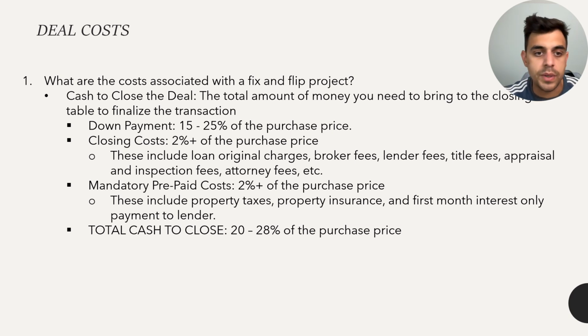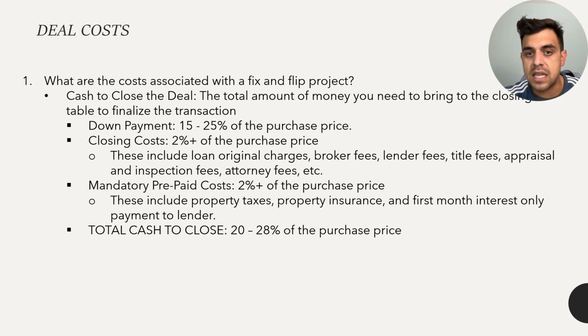That's going to include your loan origination charges, your broker fees, your lender fees, your title fees, your appraisal fees, your inspection fees, your attorney fees. I mean, the fees go on and on, especially when you go hard money. Private money, you get to that point, these will definitely come down, but right now you throw them all on there. Then you have your mandatory prepaid costs, 2% of the purchase price again.